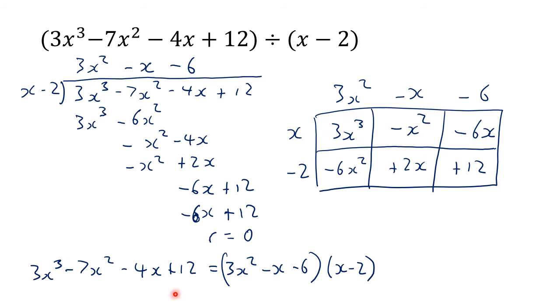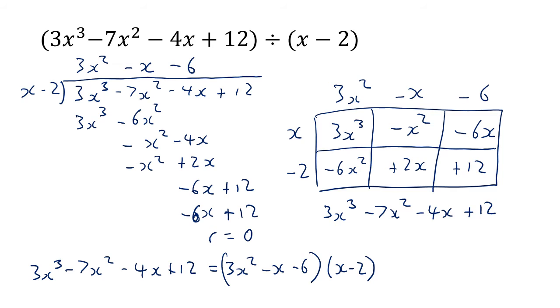Here's my only cubed term, so that's 3x cubed. Then I've also got a minus x squared and a minus 6x squared, so I can say minus 7x squared. I've got a plus 2x and a minus 6x, so that gives me a total of minus 4x, and then I've just got that 12 left there, so I just get a plus 12. And that is a way of expanding it and showing that actually x minus 2 is a factor. Also 3x squared minus x minus 6 is a factor.